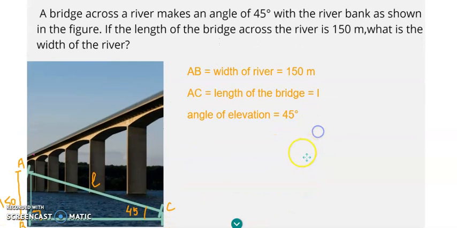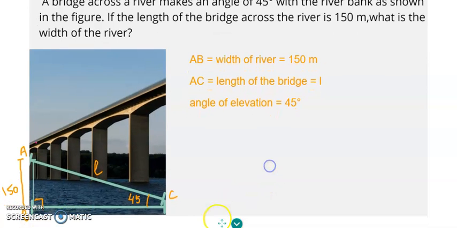A bridge across a river makes an angle of 45 degrees with the river bank. Okay, as shown in the figure. So the length of the bridge is 150 meter. The picture a little bit is varying, but still if you think this is the river, this thick, and the bridge is going across. Okay, so AB is representing the width of the river. AC is the length of the bridge, and angle of elevation is 45.